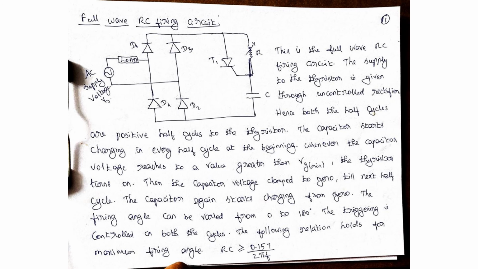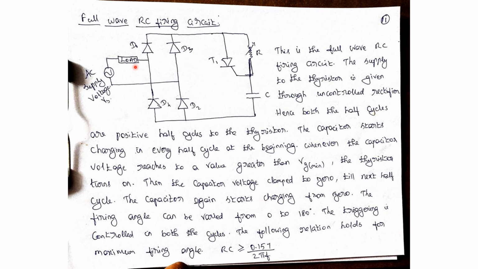Then that RC firing circuit is called the half wave RC firing circuit because the triggering is controlled only in one half cycle of the supply. Then this one is the full wave RC firing circuit. Here the connections are made as shown in the figure.